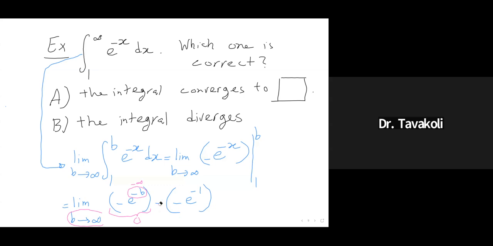So the answer is e to minus 1. And we try to avoid negative exponents in our final answer. e to minus 1 using basic algebra is 1 over e. So the value of this integral is 1 over e. It's a finite number, so it is a convergent integral, or the integral converges, and it converges to 1 over e.